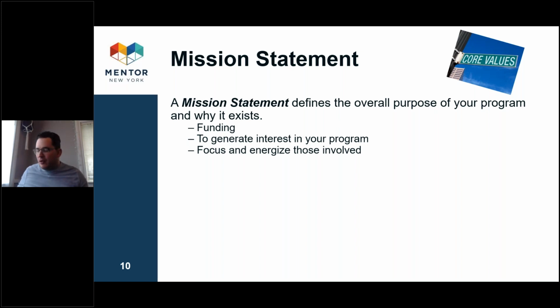The next one is to really focus and energize those involved, right? If everyone's on the same page about our mission, why we're here, what our core values are. I worked with a program once that had a very concise mission statement. It was just to provide a safe space for young people who need one. That was it. It was an after-school program.